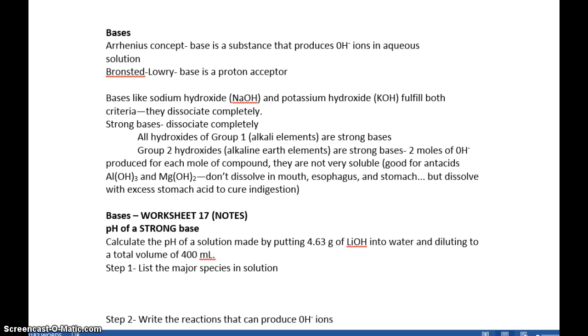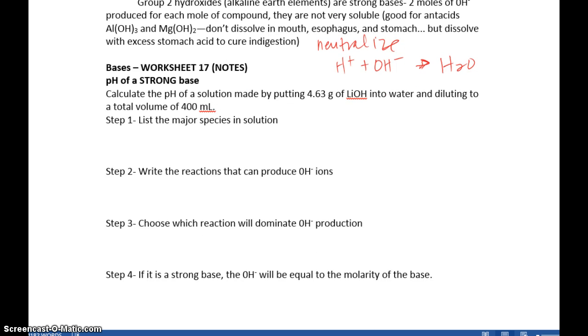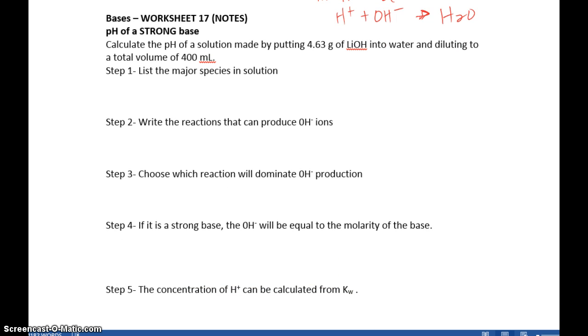But they're not very soluble, so they're really good for antacids. So aluminum hydroxide and magnesium hydroxide don't dissolve in the mouth or your throat or your stomach, but they dissolve with excess stomach acid to cure indigestion. If you think about it, they neutralize H+. So you have extra stomach acid, which is H+. You're going to add something like OH-, and you're going to turn that extra stomach acid into water, which is why they work. So the pH of a strong base is similar to our pH of a strong acid. It's going to be pretty straightforward.